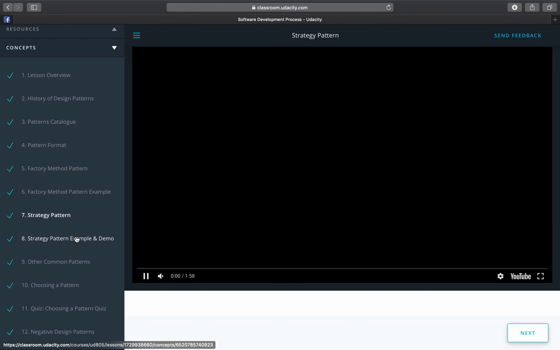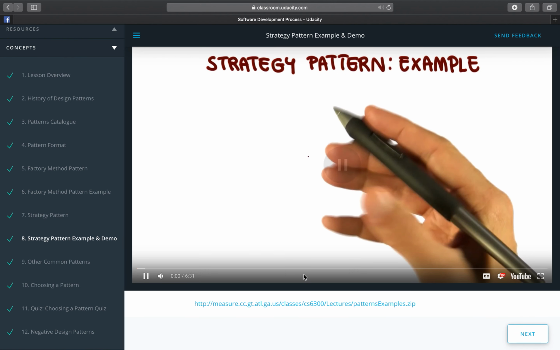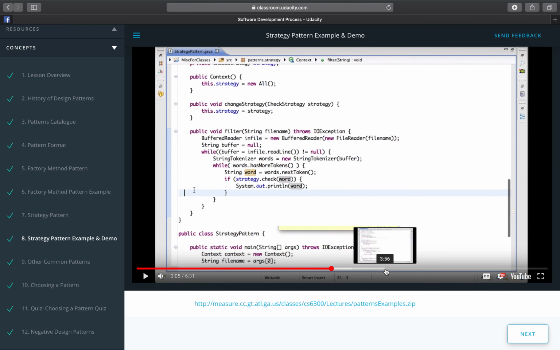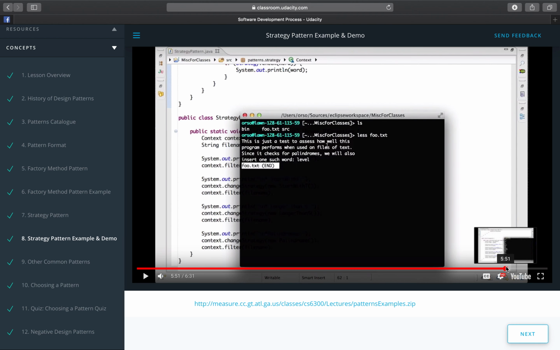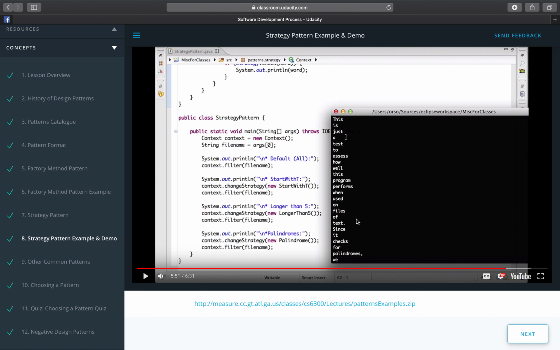The strategy pattern. For the strategy pattern, he talks about how we switch from one type of method of handling things to another type of method. So he has four different types of filtering. There's a no filter, there's a filter that starts with T, a longer than 5 filter, and the palindrome filter. This one just selects all the words that start with a T in the beginning. This one selects all the words that have 5 letters or more. And palindromes are words that can be spelled backward and forward the same way.